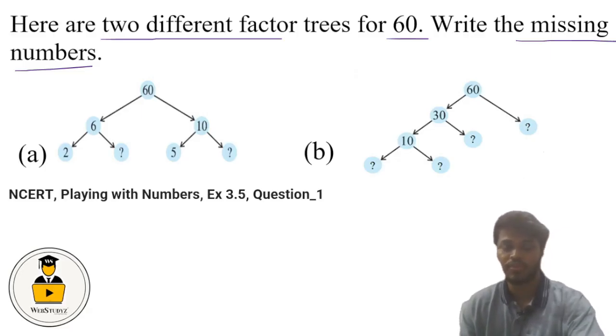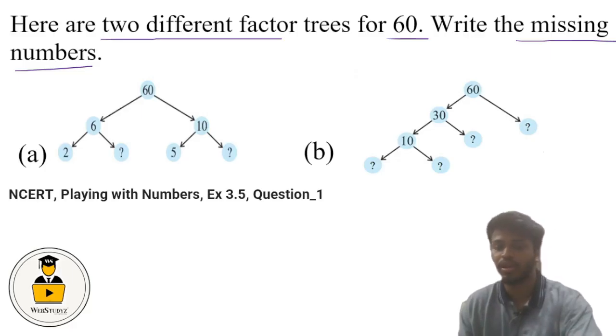If you look at the first diagram, we can see that there is number 60 which we have factored into 6 and 10, because we know that 6 into 10 will give us 60 again. This 6 is further factorized into two numbers, and this 10 is also factorized into two numbers. We need to find out the missing numbers. Similarly, we have factorized 60 in a different order, and we have to find out the missing values here.